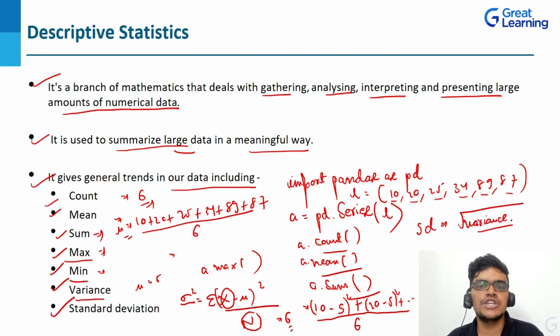So now the next question arises: how can I use pandas and calculate variance and standard deviation? I will just write a.var function and I can calculate the variance. Similarly for standard deviation, I will just write a.std function. In this way, I can calculate all these general trends.